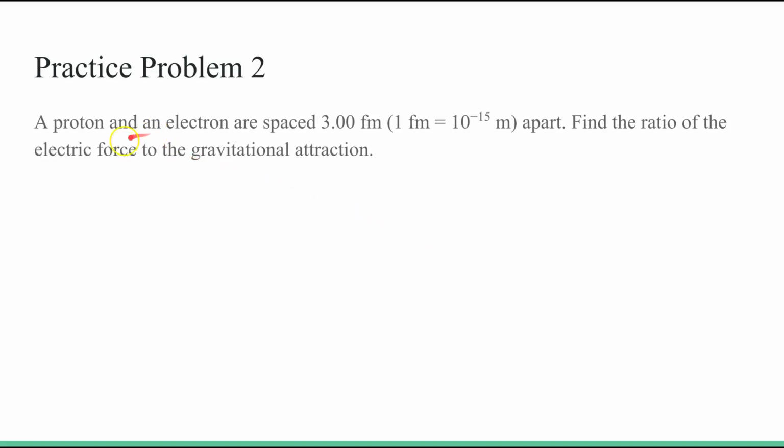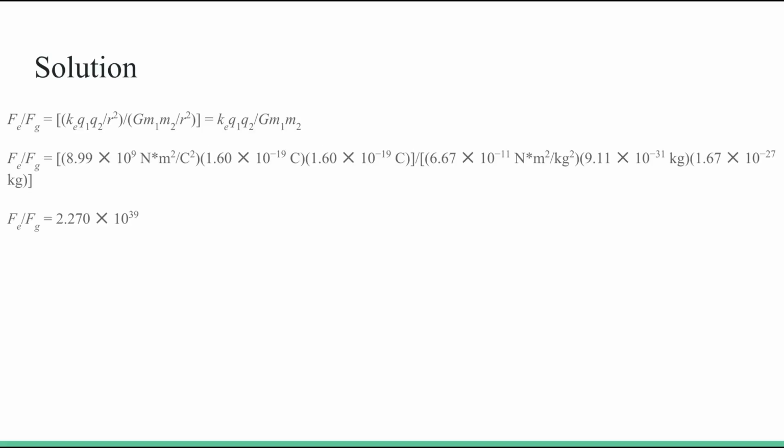So here's a next practice problem, and here's why we ignored the gravitational force. A proton and an electron are spaced 3 femtometers apart, where 1 femtometer is 10 to negative 15 meters. Find the ratio of the electric force to the gravitational attraction. If you divide the electric force by the gravitational force, what will that number be? It will be an actual number, because newtons divided by newtons will cancel out.